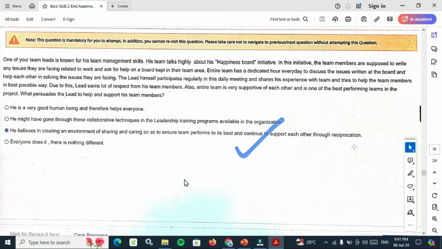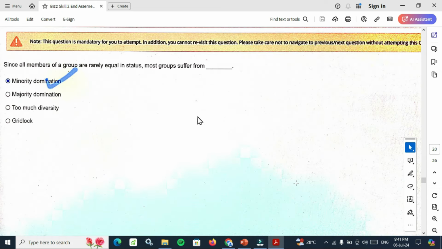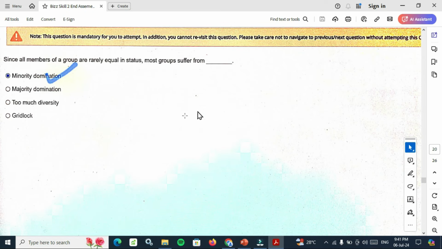Reciprocation is giving and taking. If you help someone, that person is expected to help you, but you should not expect it like that. But the actual meaning is, reciprocation is giving and taking. Since all members of a group are rarely in equal status, because here minority domination is there. So most groups suffer from minority domination.